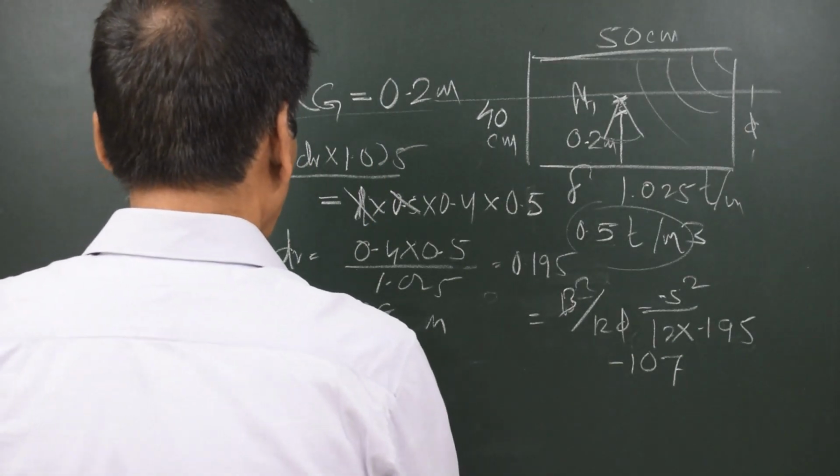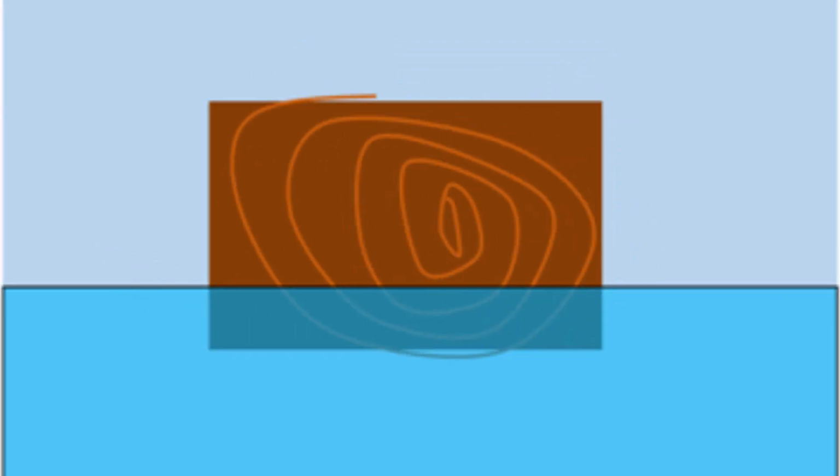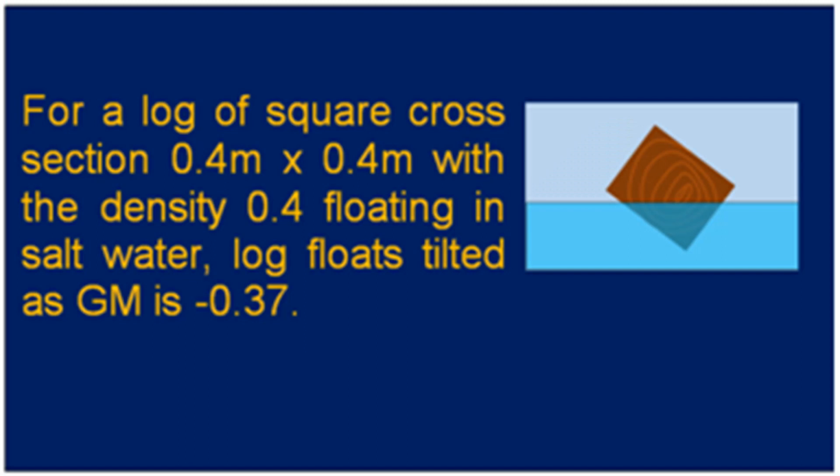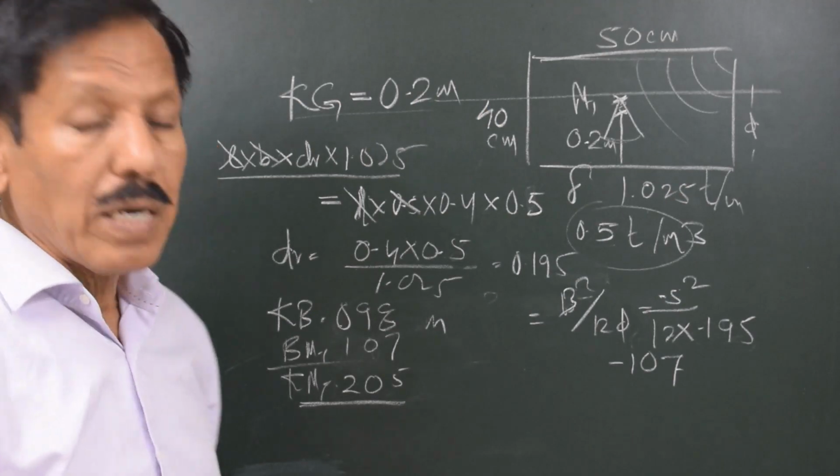So KM transverse is going to be 0.205. So now in this case also we can see that KM is more than KG. In fact, KM is slightly more than KG. So can we say that the GM is very, very close to 0, but the log can float with the side parallel to the water level.